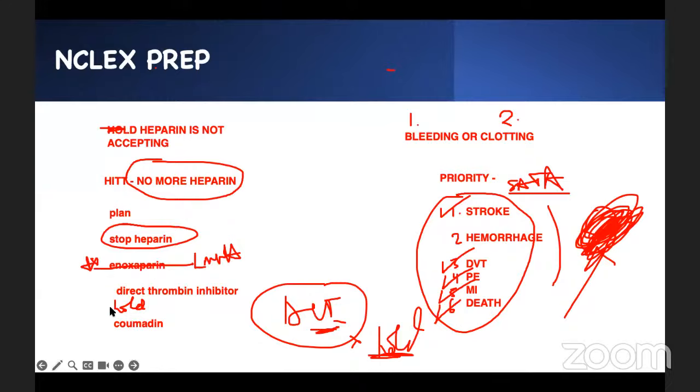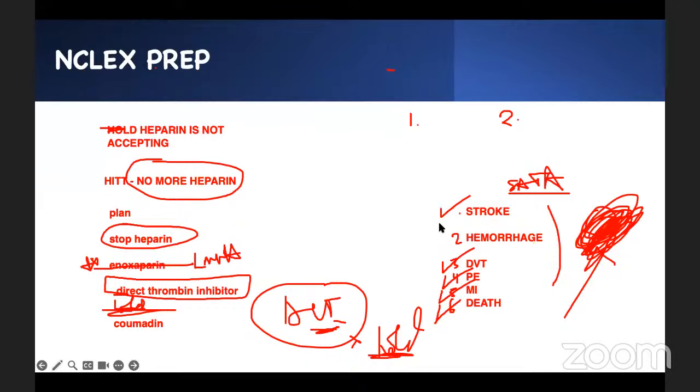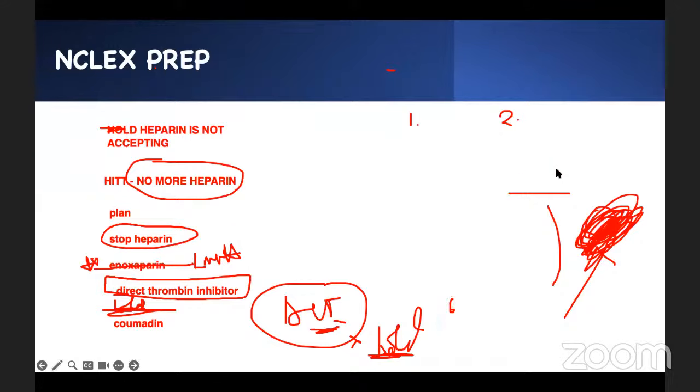They should get, so this is wrong. They should get what? Direct thrombin inhibitor. This is another way your board will say it. That's why I'm using the word. I'm not giving you the drugs, but I'm using the word in case you see it somewhere. It's the same thing, direct thrombin inhibitor.